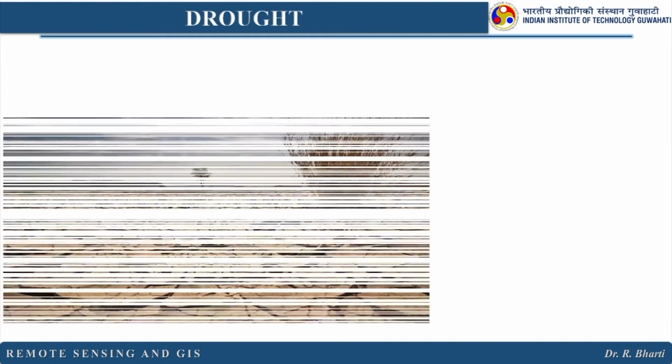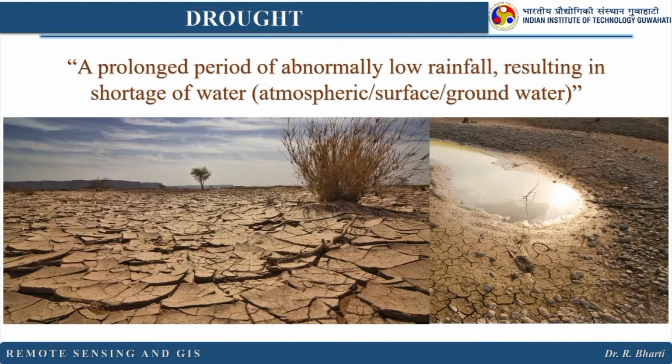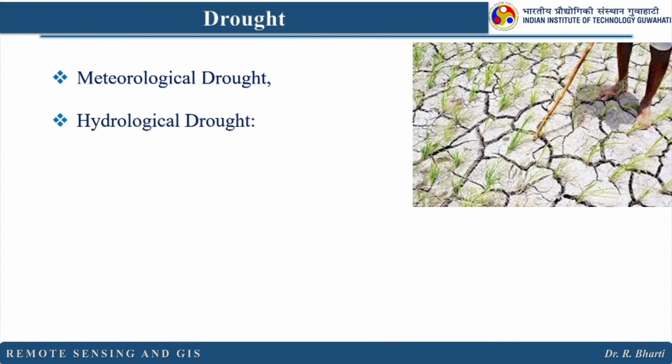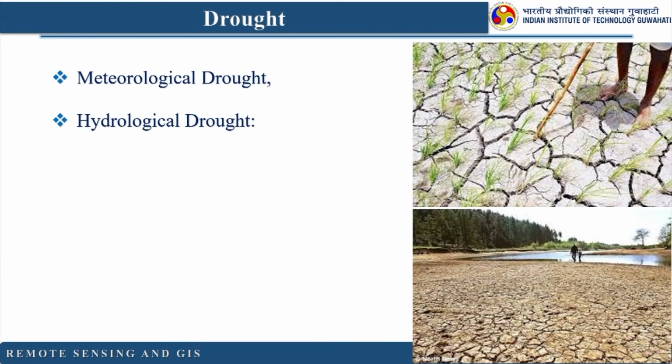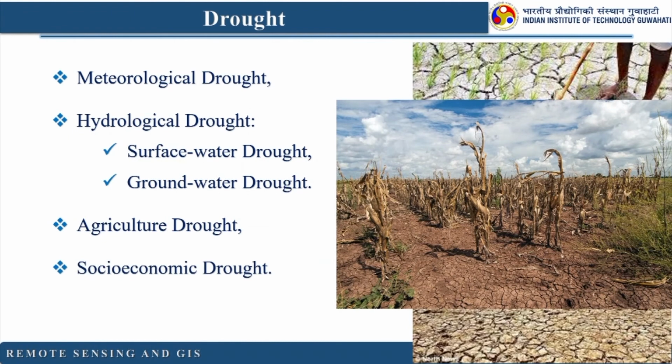The next natural hazard is drought. As we know, drought is a prolonged period of abnormally low rainfall resulting in shortage of water, that may be atmospheric, surface or groundwater, right. So it can be any of these three. There are different types of drought, like meteorological drought and hydrological drought. Hydrological drought is classified into two further categories. The first one is surface water drought, the second one is groundwater drought, then agriculture drought, then socio-economic drought. So these are different types of drought.